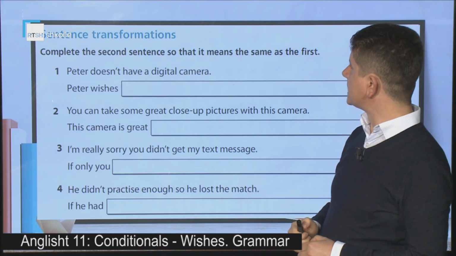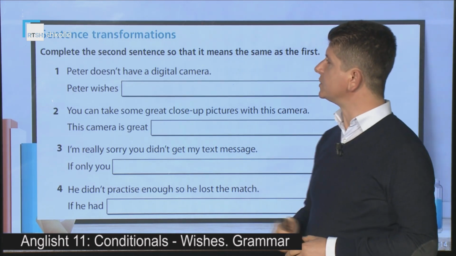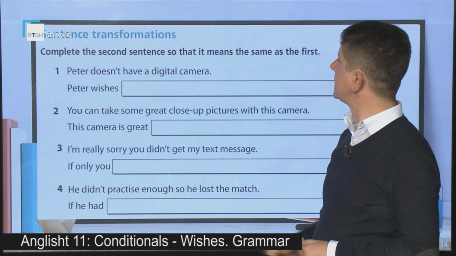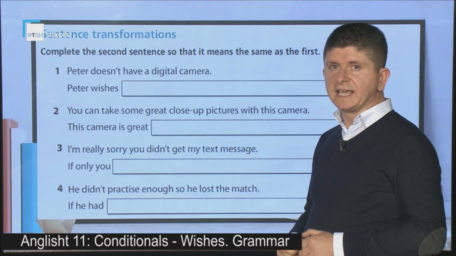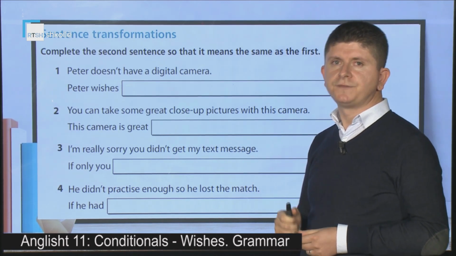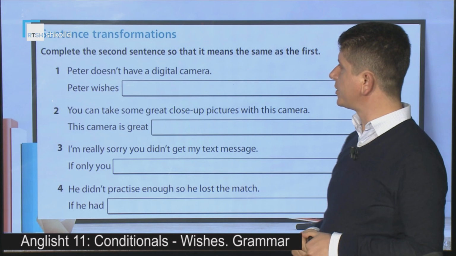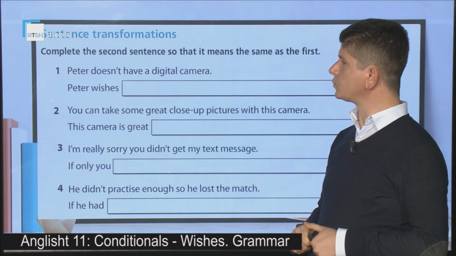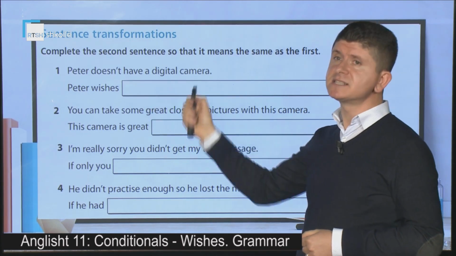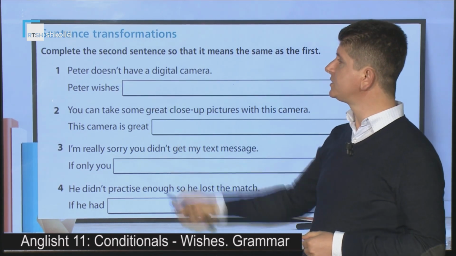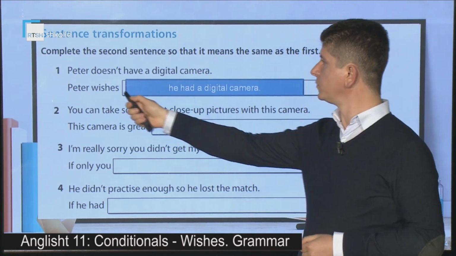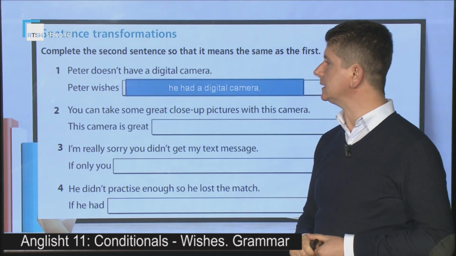Let's look at another example. It's about sentence transformations. Complete the second sentence so that it means the same as the first. Again, this exercise is related to wishes and conditionals: zero conditional, first conditional, second conditional, and third conditional. The first one: "Peter doesn't have a digital camera." It refers to the present. "Peter wishes he had a digital camera," so it is a wish. So wish plus past simple.